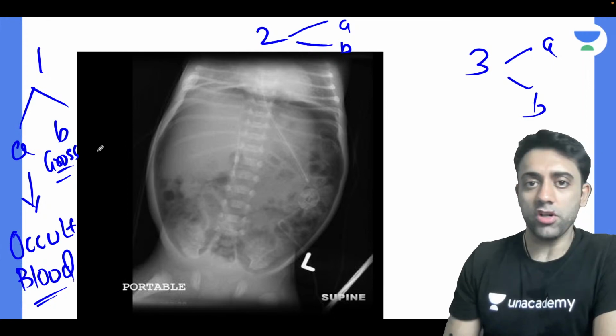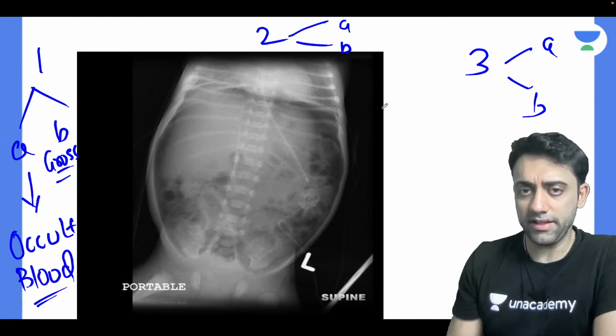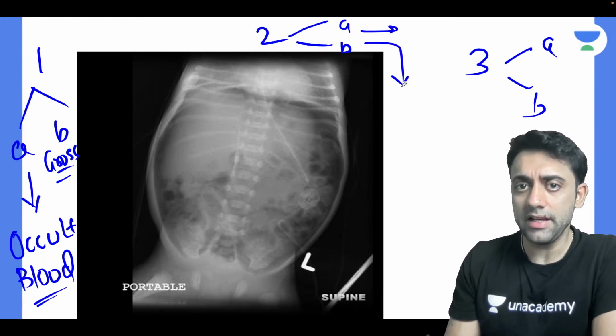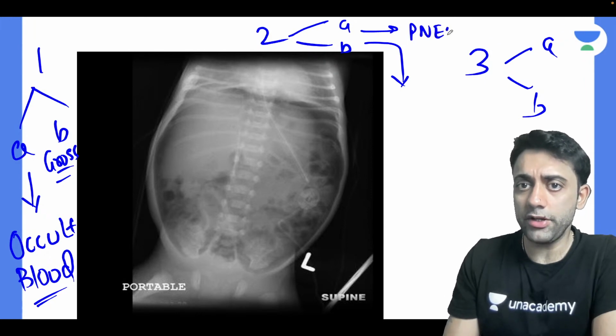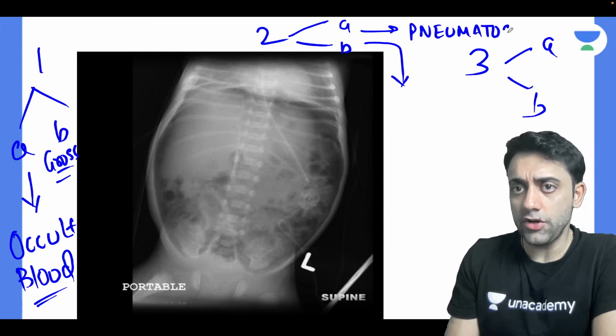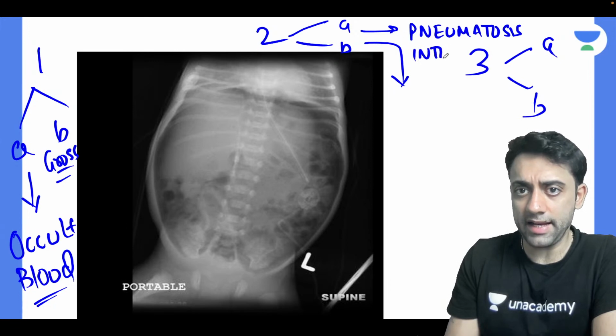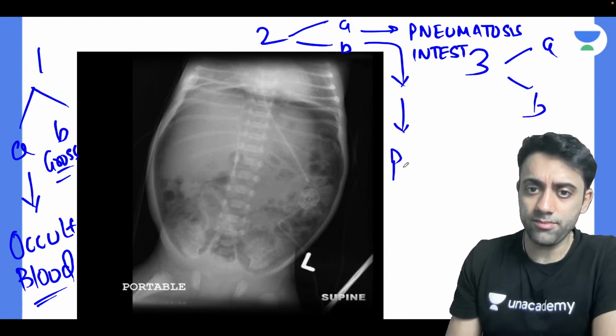What about stage 2A and 2B? Can anyone please tell me? In stage 2A, you have pneumatosis intestinalis, and in stage 2B you will see gas in the portal vein. Portal vein gas you will see.